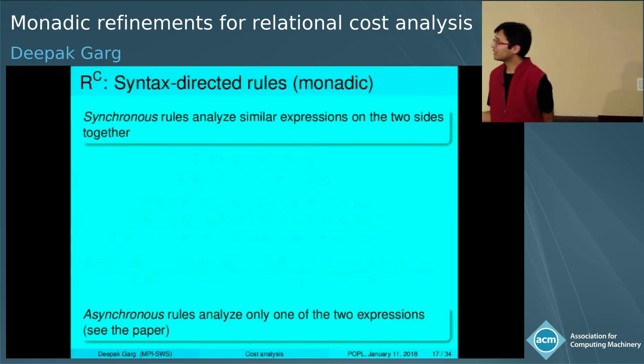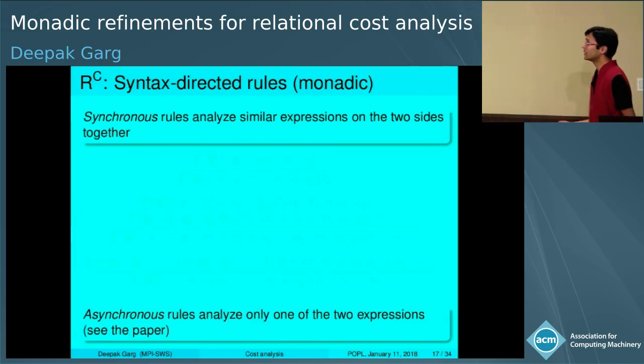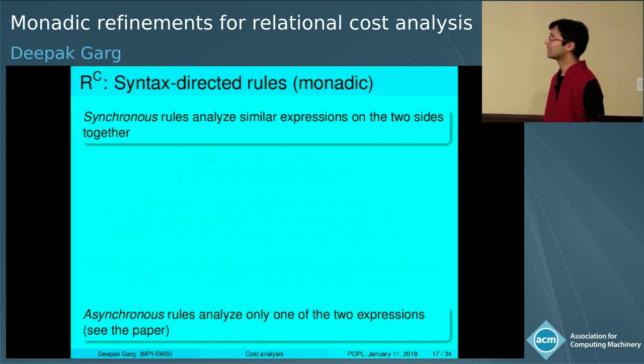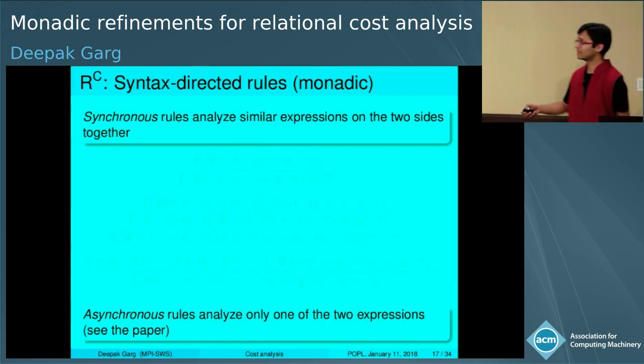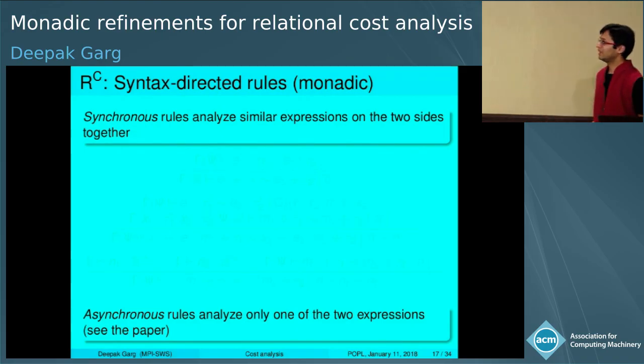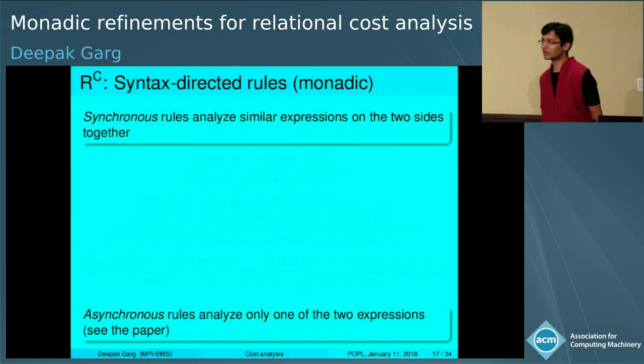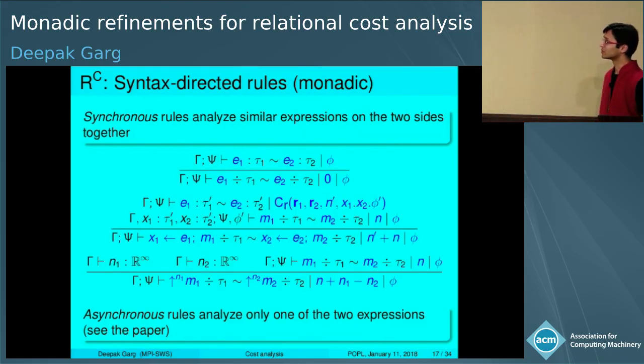Okay, let's look at the rules. The rules are again going to be mostly directed by the syntax. I will show you the rules for the monadic constructs first, or the monadic judgment first. Again, we will have two classes of rules: synchronous rules that analyze monadic expressions that are similar on the two sides, and asynchronous rules which analyze only one of the two expressions, but these I won't go into here. So let's look at the synchronous rules.